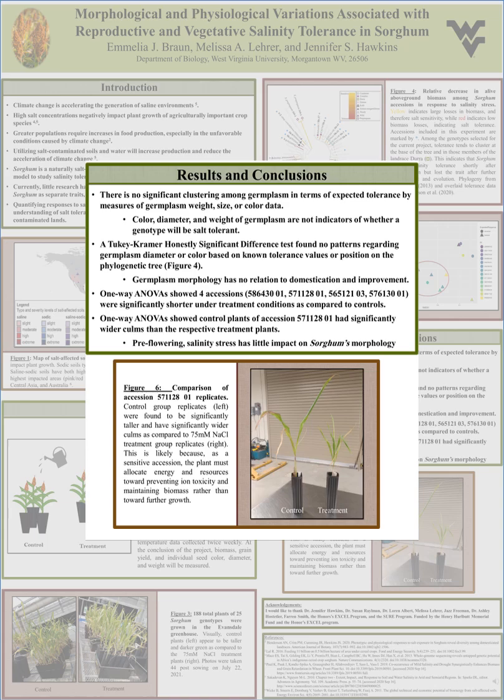Because these accessions came from a variety of locations along the phylogenetic tree, as well as had a variety of salt tolerance responses, with 2 of them being tolerant, 1 of them being sensitive, and 1 of them being intermediate tolerance, I concluded that pre-flowering, salinity stress has little impact on sorghum's morphology. Figure 6 shows the comparison between a control and a treatment group of the one accession that was significant in regards to both height and culm diameter.